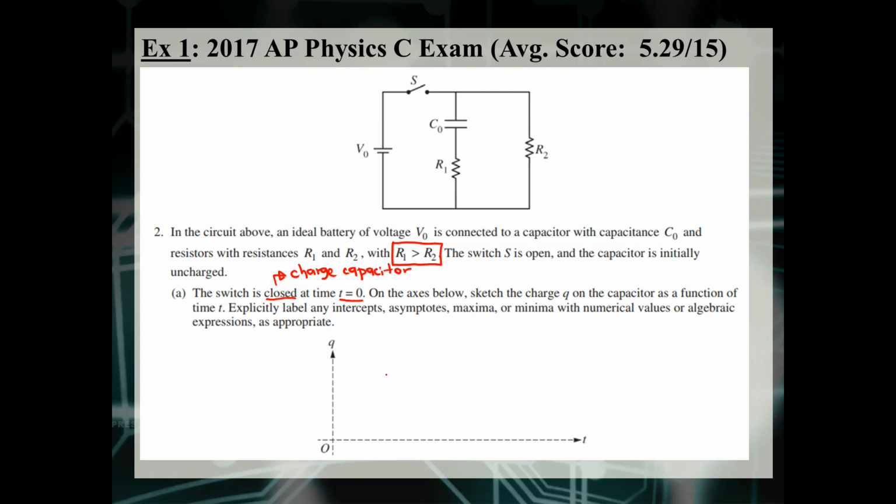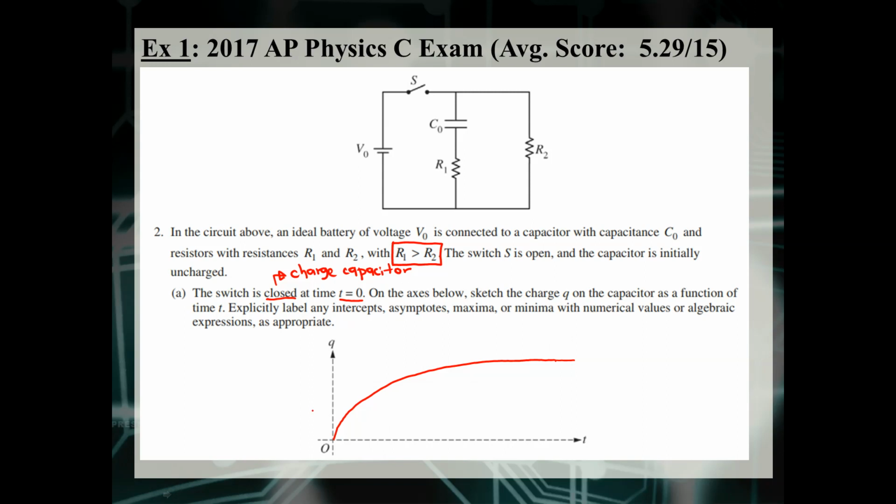Now, in terms of what the shape of the graph looks like, we already know what this looks like. If we have a capacitor that's charging, capacitors charge with a controlled growth. So if I want to sketch the shape of this graph here, it would just look something like this. Now, the complication here is that it does say that you must label any intercepts, asymptotes, maxima, and minima with numerical values or algebraic expressions as appropriate.